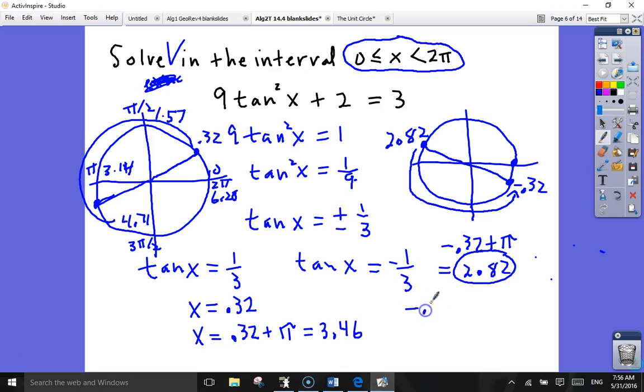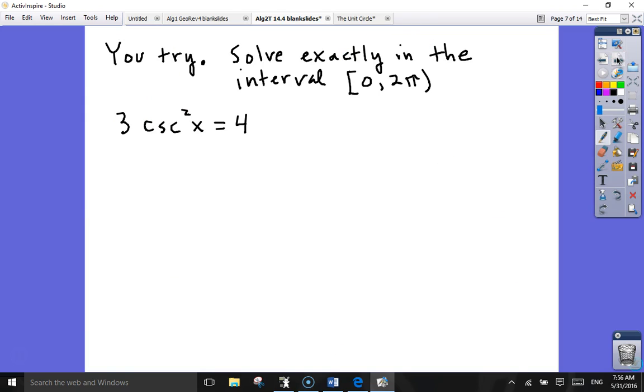If I go negative 0.32 plus 2 pi, which is 6.28 minus 0.32, it is 5.96. So these two are angles that are in between 0 and 2 pi. So we have 4 answers here: 1, 2, 3, 4. Okay. So try to do the same thing with that one.